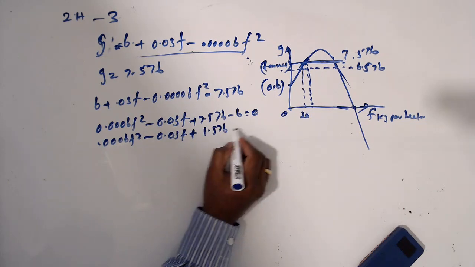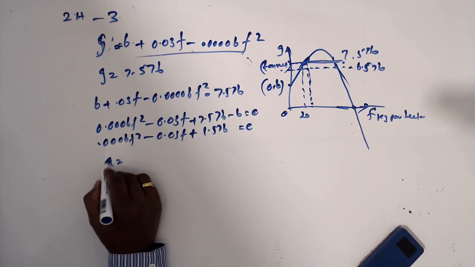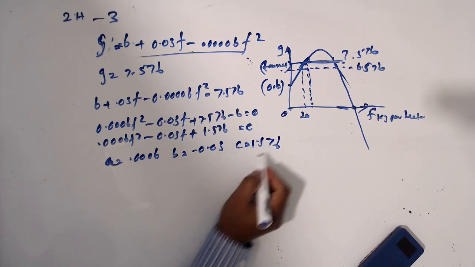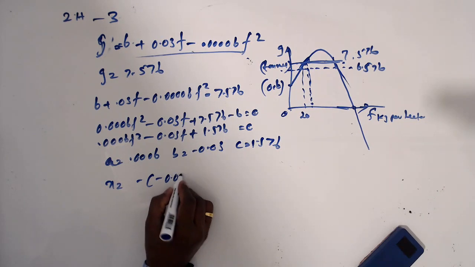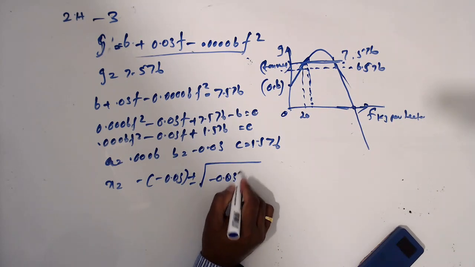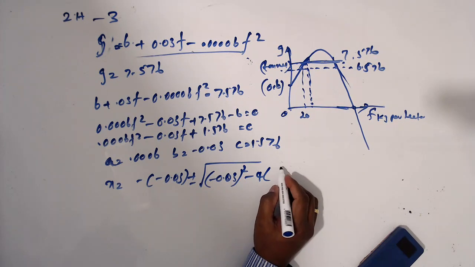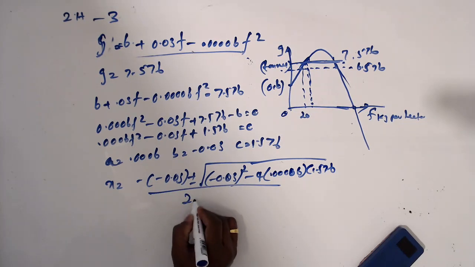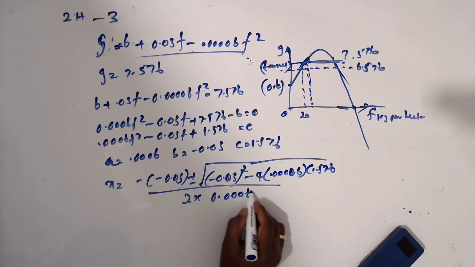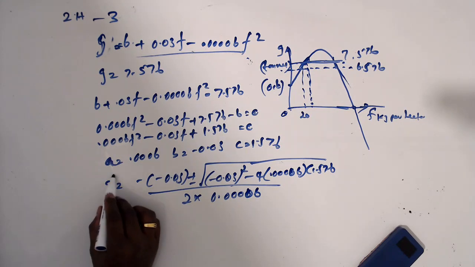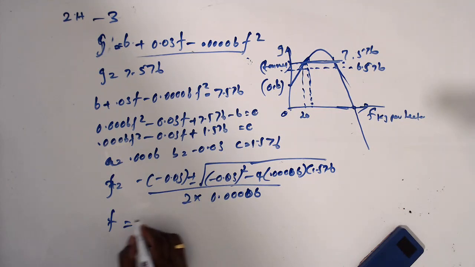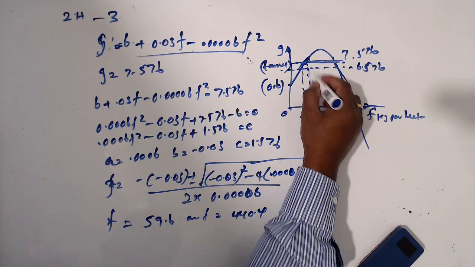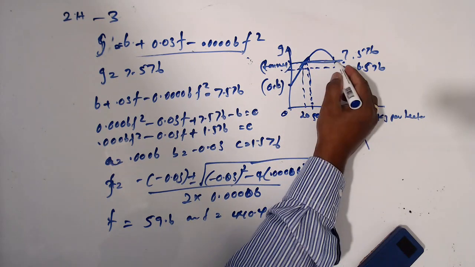So plus 1.576 equals 0. a equals 0.0006, b equals minus 0.03 and c equals 1.576. x equals minus b plus or minus the square root of b squared minus 4 times a times c, over 2 times a. So the answer should be F. Let me calculate: F equals 59.6 or F equals 440.4.